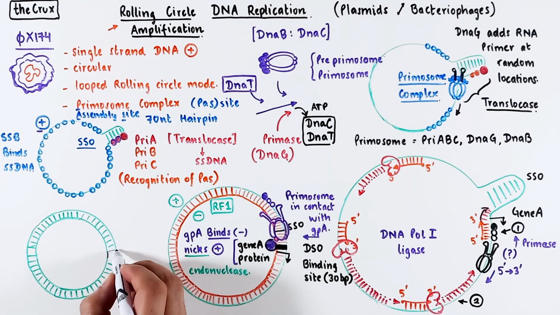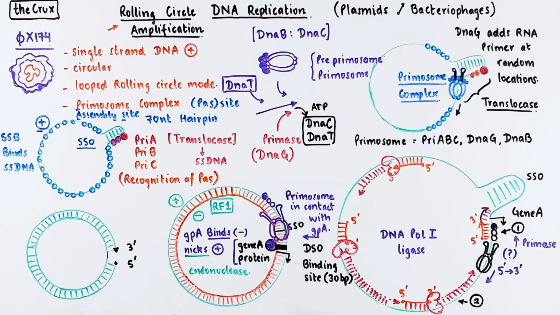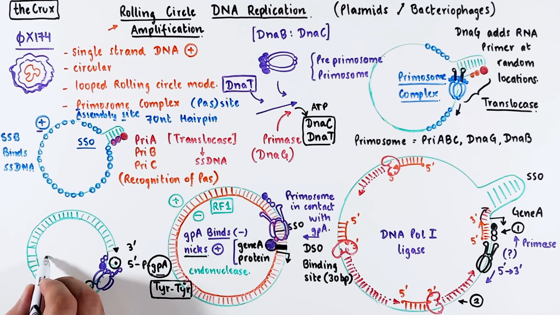After nicking, a free 3' and a 5' end is generated, except that the 5' end is covalently bound to the protein A. There are a couple of tyrosines in the core of the protein A that mediate this sort of linkage. And the primosome is still present around the nicked site. Then, the protein A recruits a helicase called Rep helicase onto this primosome. Pre-C also has some affinity to this Rep helicase.